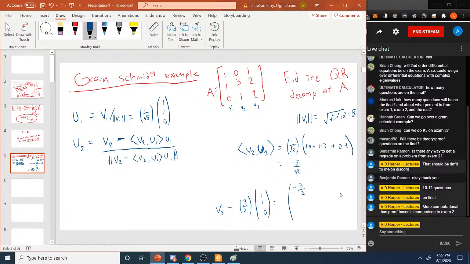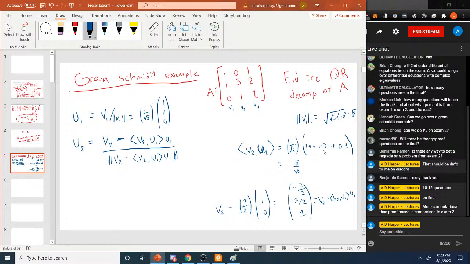For my second entry, I have to look at 3 minus 3 over 2 times 1. So 3 minus 3 over 2, which is just positive 3 over 2. And then down here, I'm just going to get 1. So this right here gives me V2 minus the inner product of V2 with U1 times the vector U1.